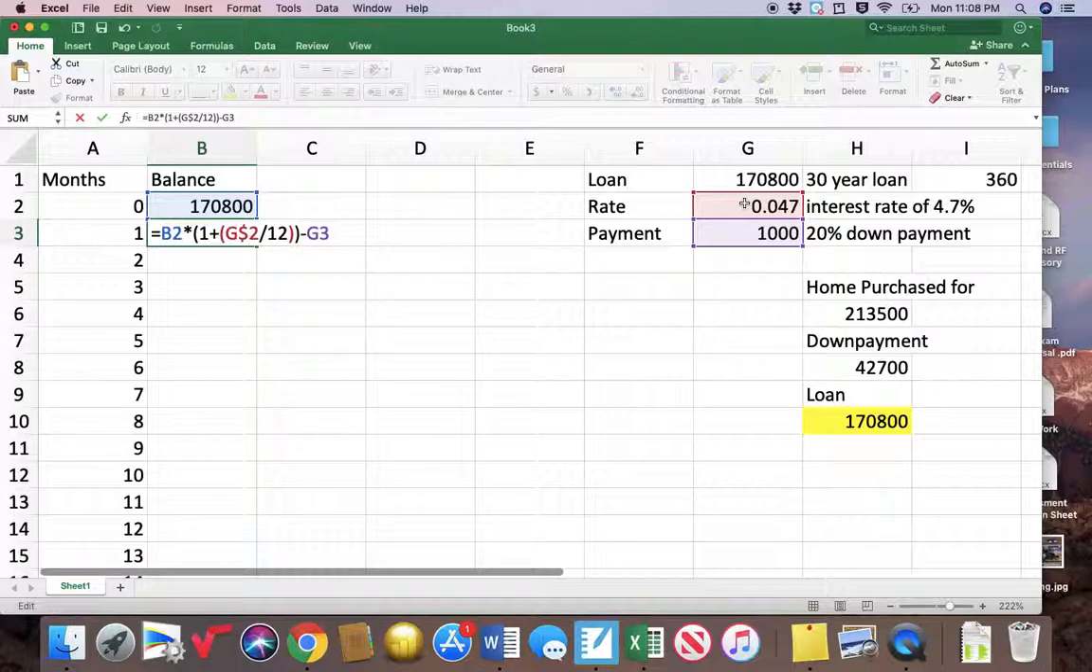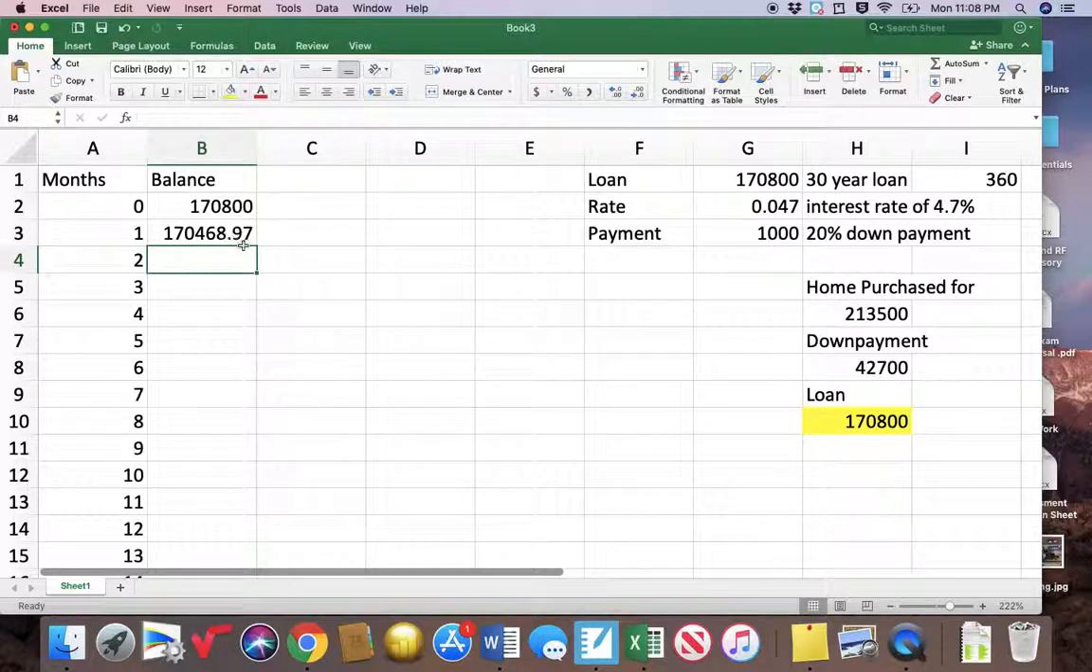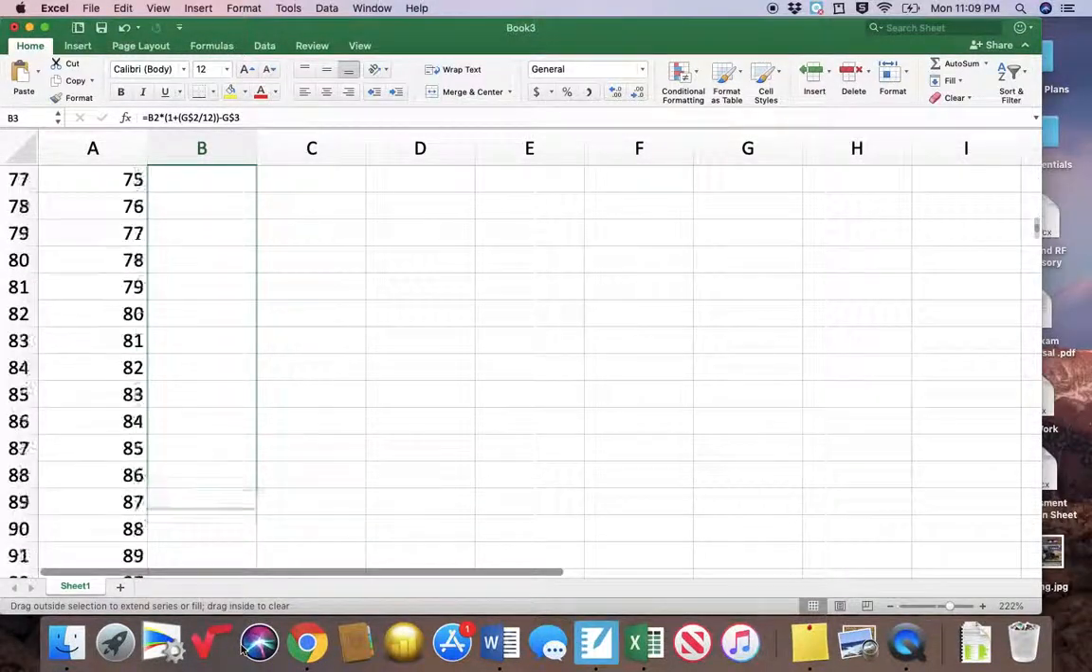Whenever I pull it, I want it to pull only from cell G2. In my payment, I don't want it to drag. If I drag it, it would roll down into zeros. So I need to fix the payment as well. So you can see here that if he makes a $1,000 payment after this 1 month, my balance does go down a little more than $300. So now what I want to do, let's drag this down. Let's see if $1,000 will do it.